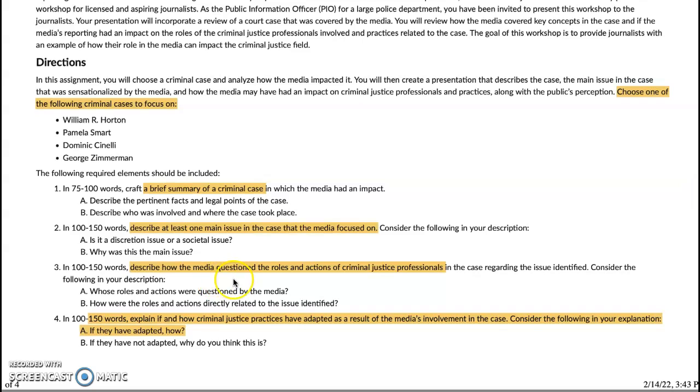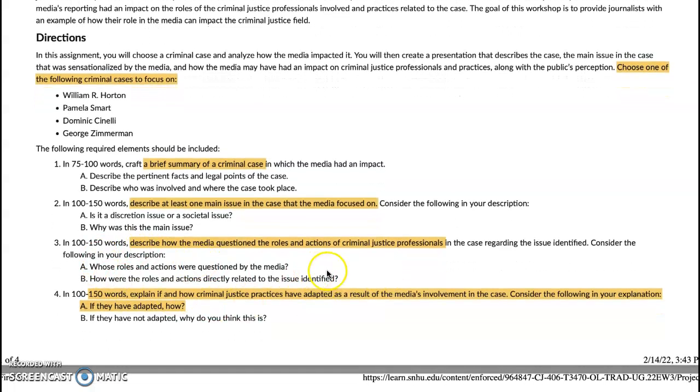For item number 3, you're going to describe how the media questioned the roles and actions of the criminal justice professionals. So whether it be in the George Zimmerman case, for example, there was some question about the police initial response and how the police weren't too enthused, for lack of a better word, in terms of seeking prosecution. The issue became whether or not George Zimmerman's case fell within the stand your ground laws of Florida. And so there was an array of issues that the media had raised and questioned. Also about George Zimmerman himself and whether or not the actions were racially motivated and the whole idea of this use of force. Okay, so that's what you're looking at here in terms of what the media questioned in terms of the roles and actions of criminal justice professionals. And then there are some subsets, so make sure you address each of those.